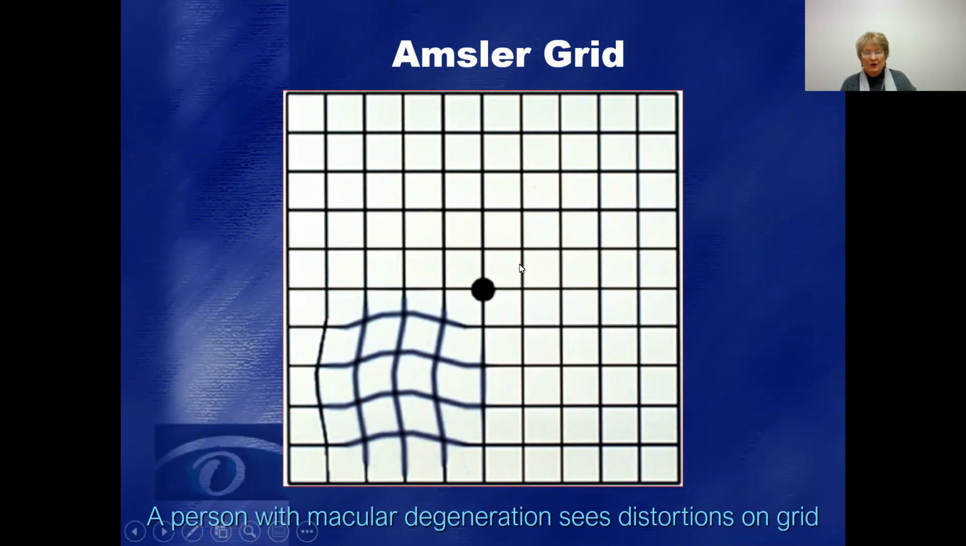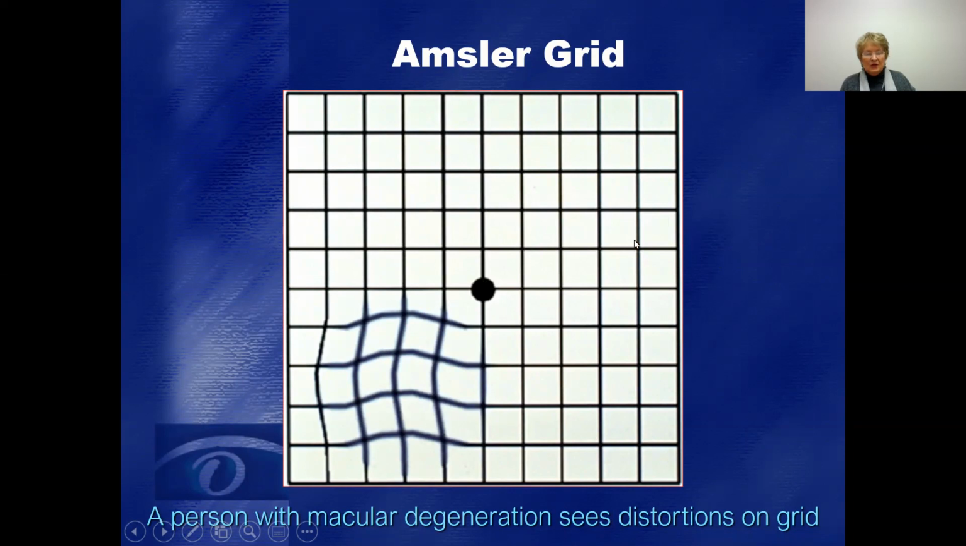And basically what you're going to do, one eye at a time, cover the other eye with the palm of your hand. You look right at the grid, look straight ahead at the black circle right in the center of the grid. As you're looking at the black circle, and divide the grid into 4, note any place where lines are missing, wavy, or distorted. If you have macular degeneration, the ophthalmologist will send you home with one of these grids.